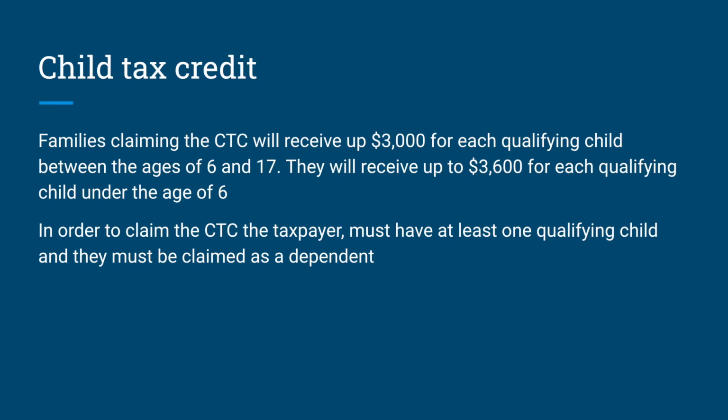And so with regard to the child tax credit, families claiming the CTC will receive up to $3,000 for each qualifying child between the ages of 6 and 17 this year, and they will receive up to $3,600 for each qualifying child under the age of 6. These numbers have been increased as well since the start of COVID. So if you volunteered with Value before, the numbers have changed and they've gone up, which, hey, that's good news. We like when credits go up.